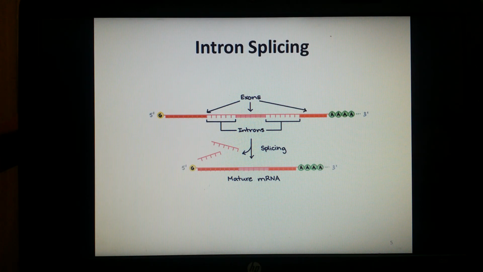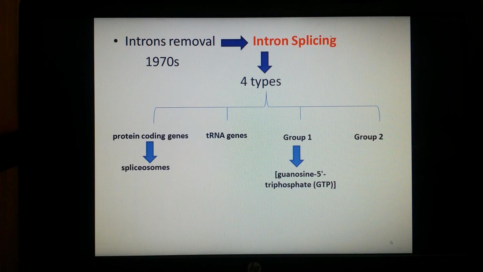Now we will discuss in detail the third step of post-transcriptional modification, that is intron splicing. Introns were first studied in the 1970s, and introns are basically the non-coding regions of the gene, whereas exons are the coding regions. Intron splicing means that before translation takes place, these introns have to be removed from the sequence, and the exons have to be spliced together, means joined together.